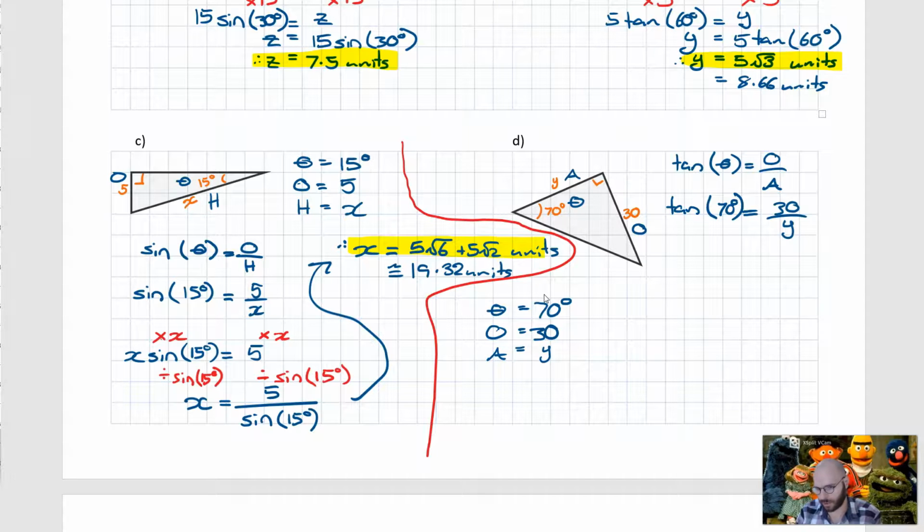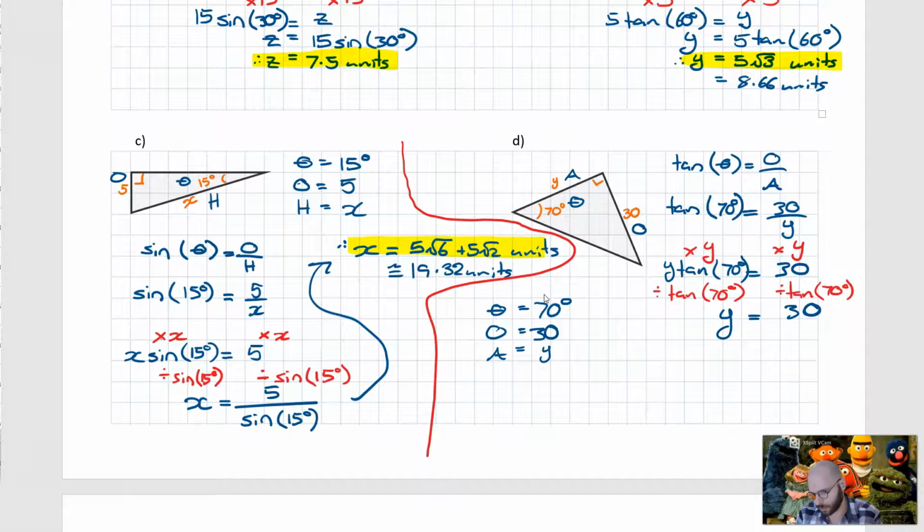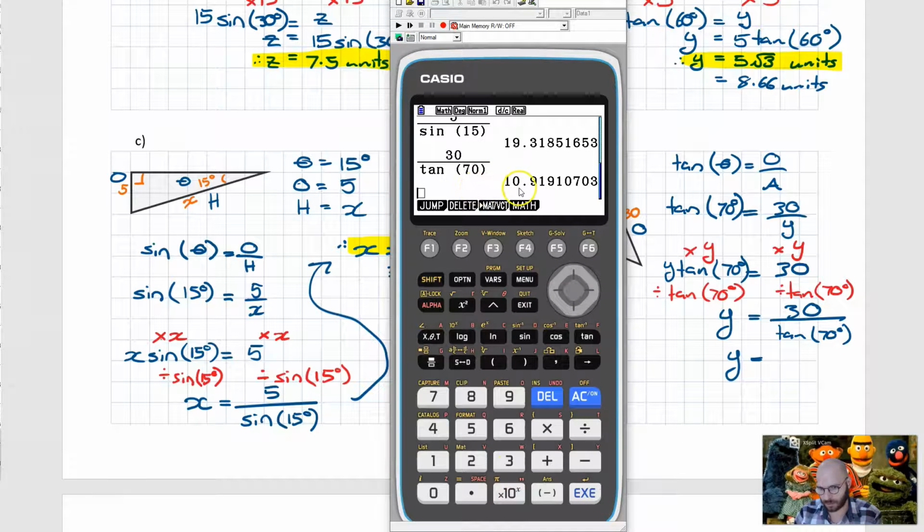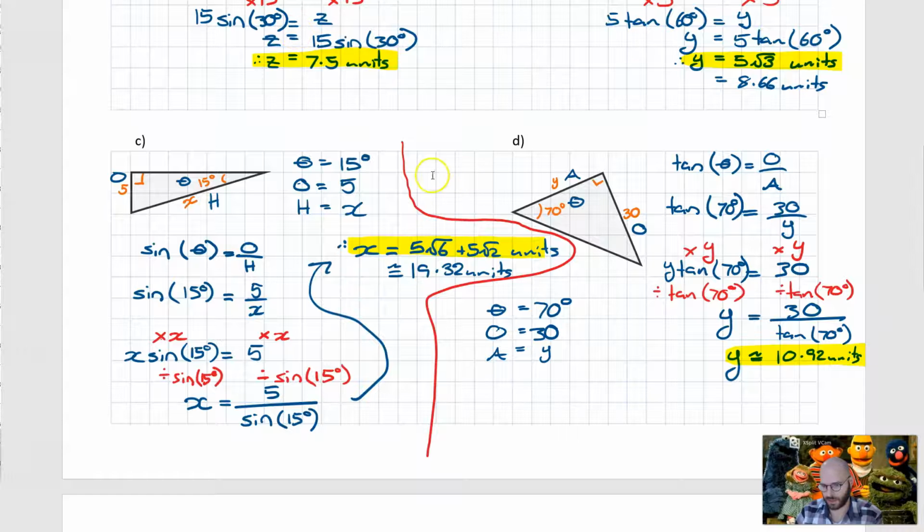Once again, we need to rearrange, so we multiply both sides of the equation by y. This will yield y tan 70 equals 30. Then we need to divide both sides of the equation by tan 70. This will yield y is equal to 30 over tan 70. Next step, we come to our calculator: 30 divided by tan 70. That gives us an approximate answer of 10.92. Our calculator can't give us an exact answer for this particular problem, so the side length is roughly 10.92. Alright, so that is part D.